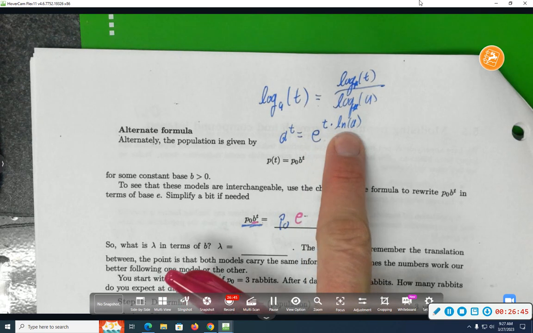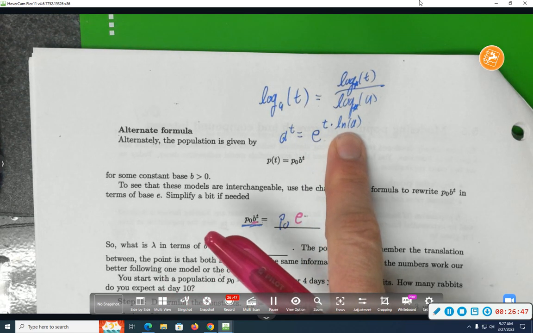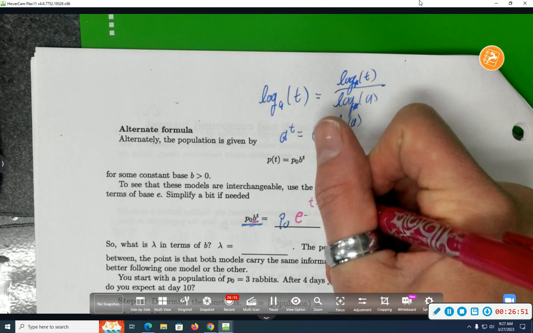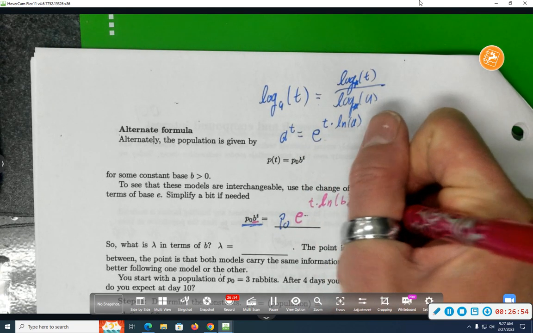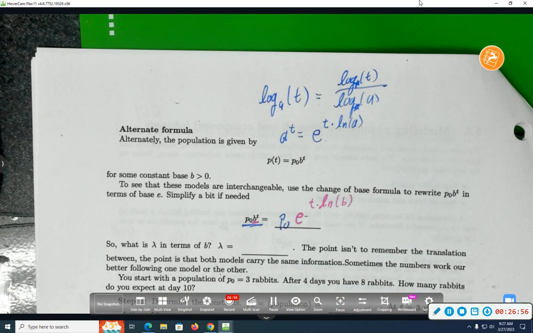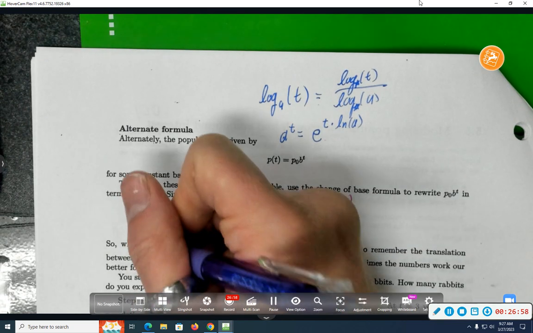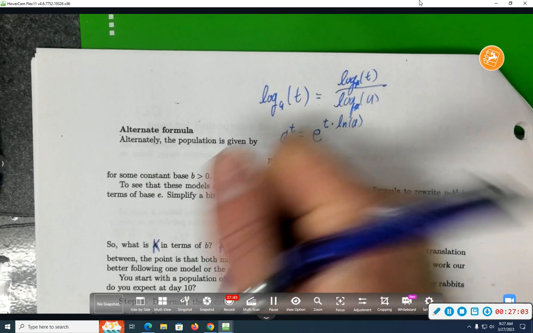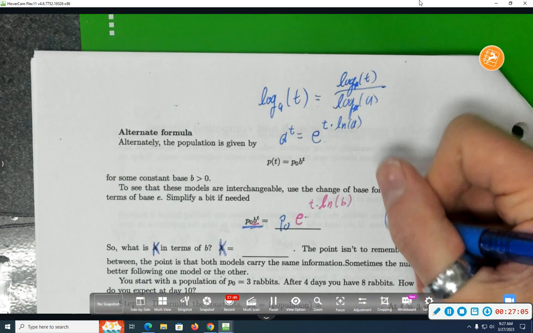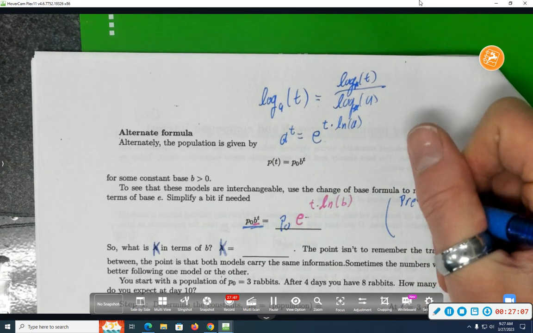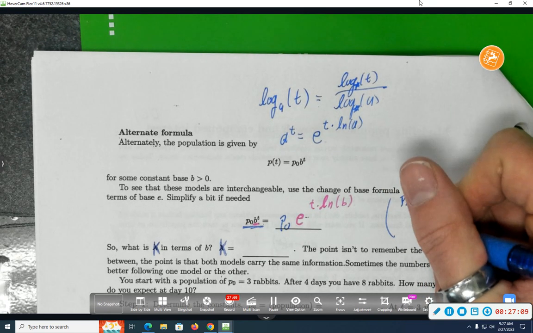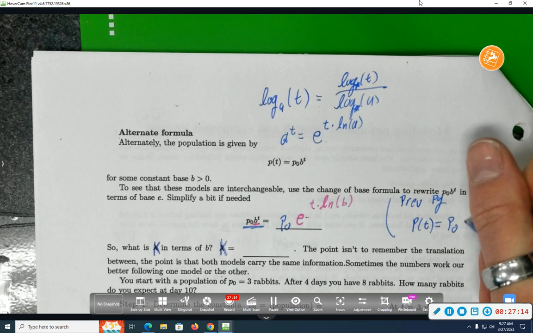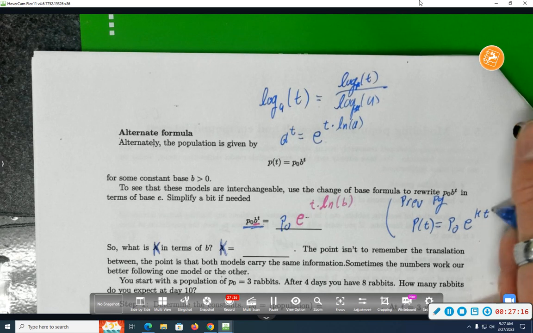It'll be t times the natural log of the old base. T times natural log of b. And let's just remember, that constant isn't called lambda, the constant is called k. Let's just remember the formula on the previous page. P of t is equal to p0 e to the kt.